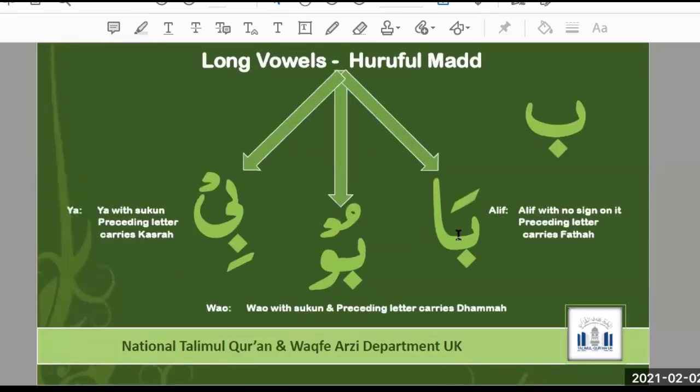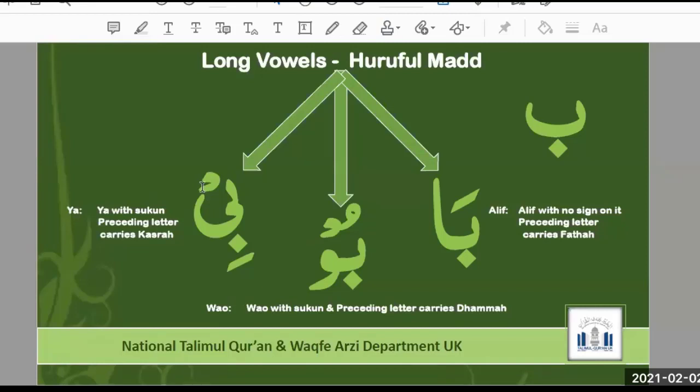Yeah. So these are, as I was saying, conditional. So the first one we were discussing, with the ba, if you've got a blank alif and you've got a fatha before it, then that becomes elongated for 2 seconds. With the waw, you have to have a sukoon on it and the preceding stroke has to be a dhamma. Then you go bu and you give it again 2 seconds. With the ya, again, it has to have a sukoon on it and the preceding stroke has to be a kasra on it. So again, you would say bi.